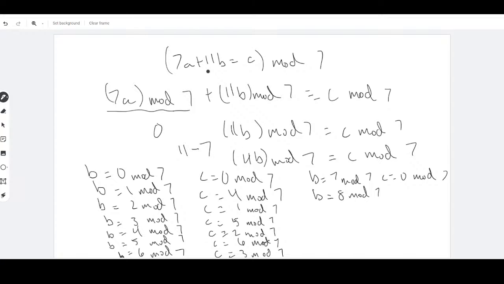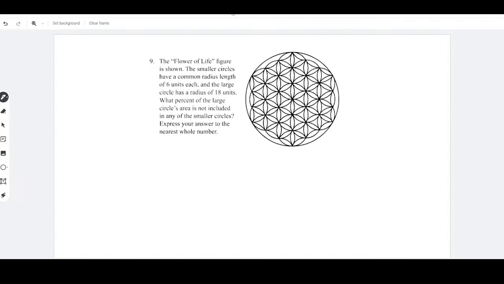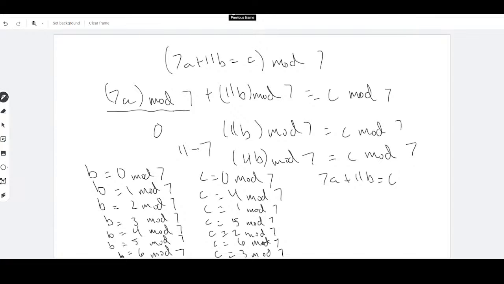Okay, so we want to think about the original equation again. 7a plus 11b is equal to c. So, a and b are integers. First, we can think about if b was 0 mod 7. So if b was 0 mod 7, c would also have to be 0 mod 7, right?